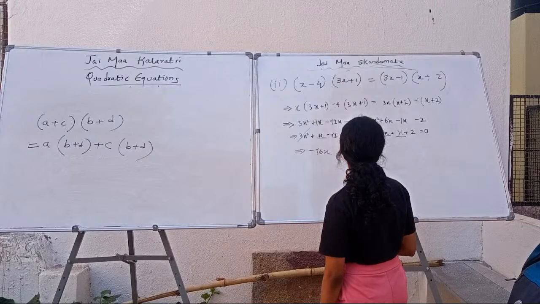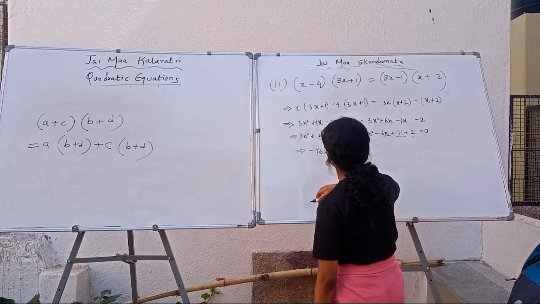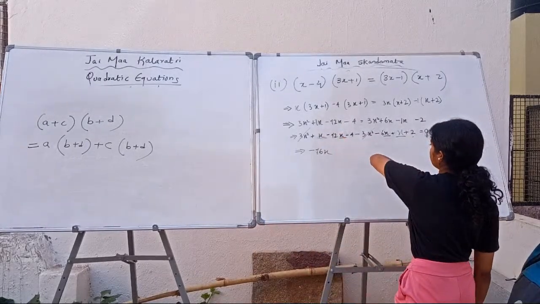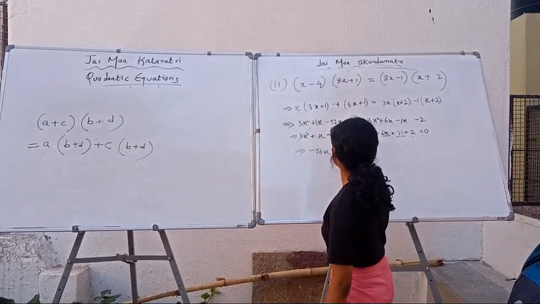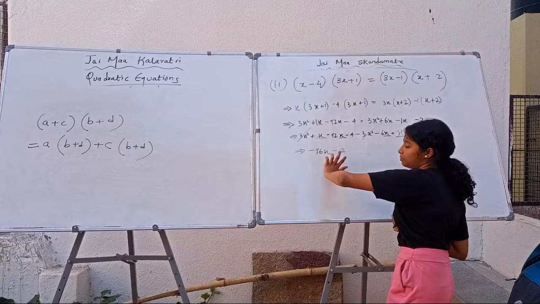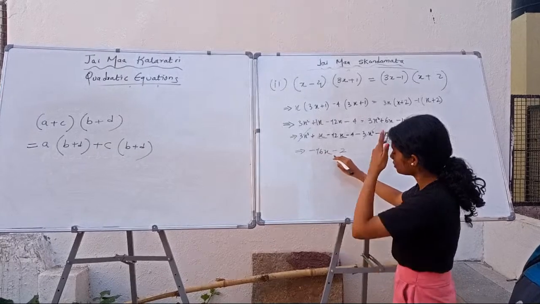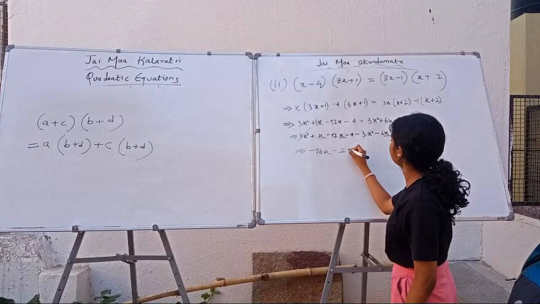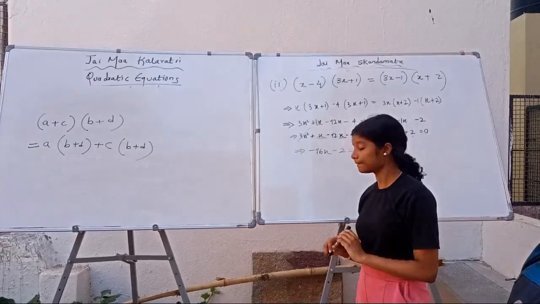Add all the remaining numbers. What is the answer? Minus 4 plus 2, minus 2. It is not into. There is no into. It is not multiplied. You just write down is equal to 0. You understood, right? There is no multiplication. It's just adding.